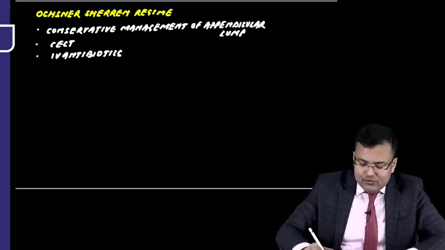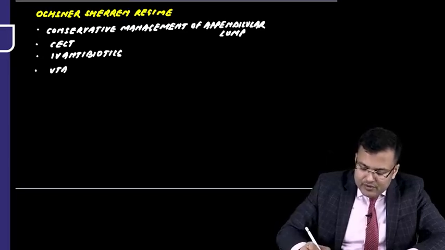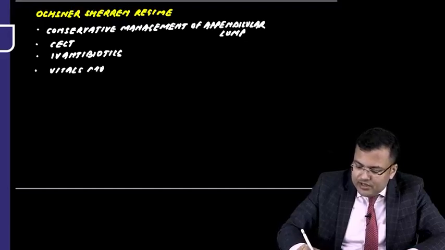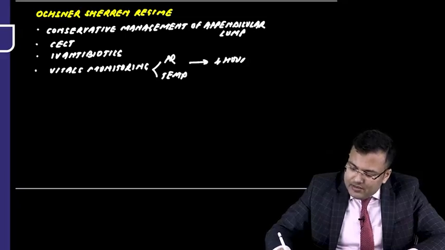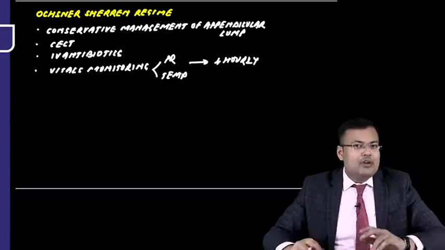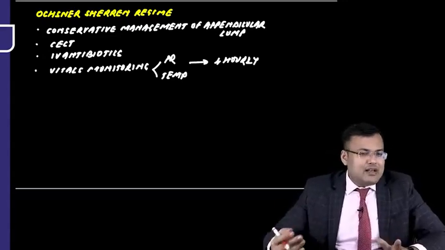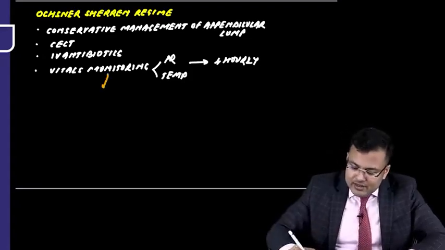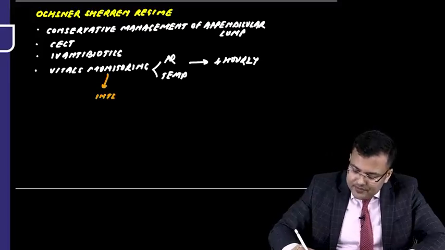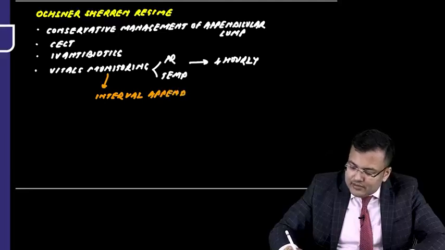And apart from this, we go for vitals monitoring. What we monitor here is pulse and temperature, every 4 hourly. What happens? Most of the patients improve after conservative management, and in that case we perform interval appendectomy. If the patient improves, after 4 to 6 weeks we go for interval appendectomy.